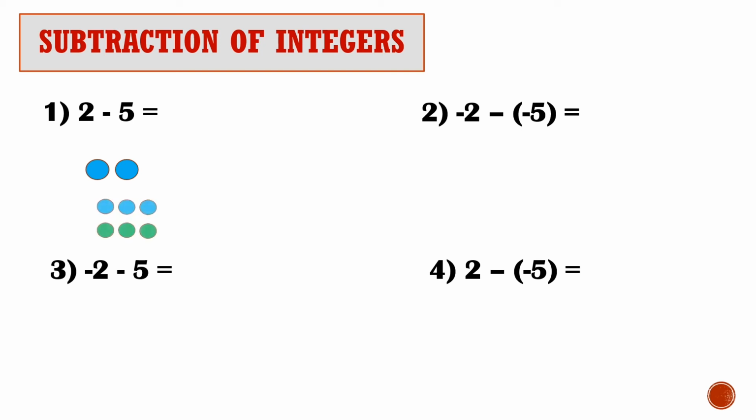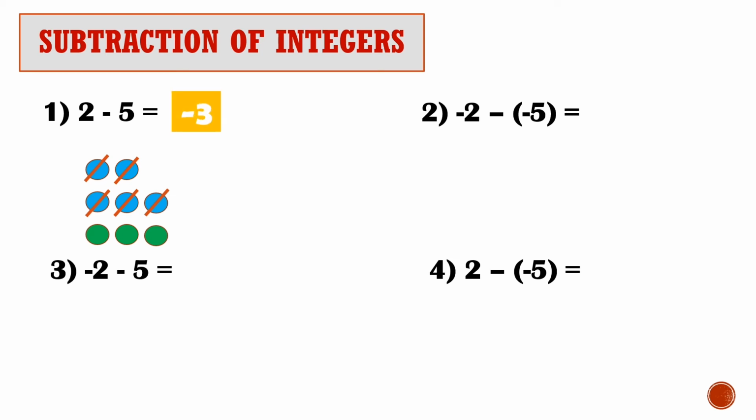So dagdag tayo ng 3 pairs ng different colors. So kumpleto na ngayon yung positive 5. So since kumpleto na siya ngayon, cancel natin sila. So ang matitira ay 3 green. Therefore, the difference of 2 minus 5 is negative 3.